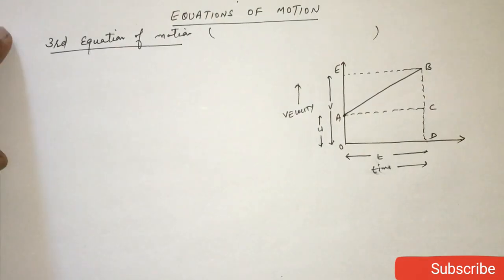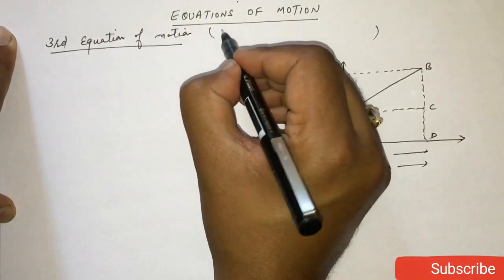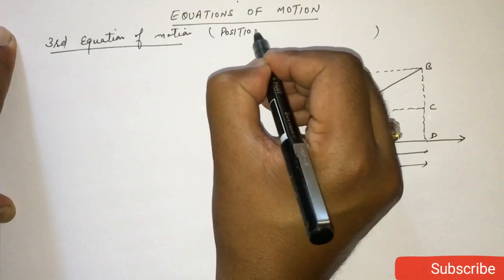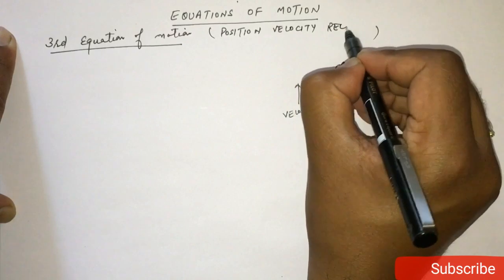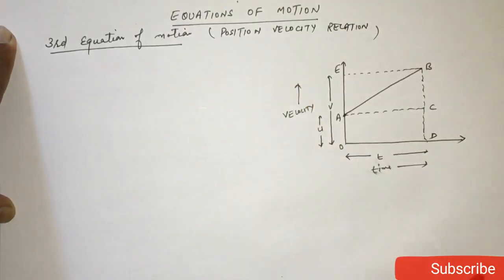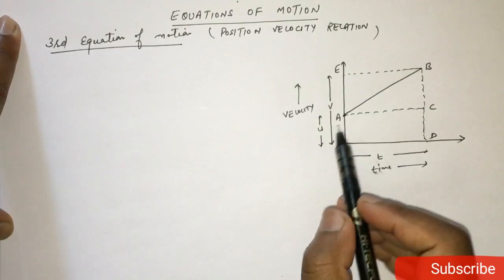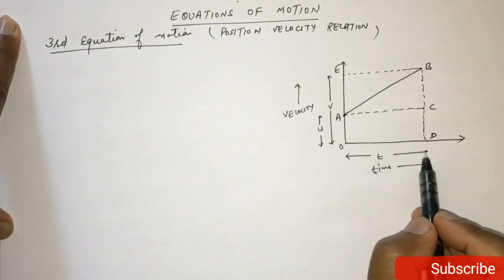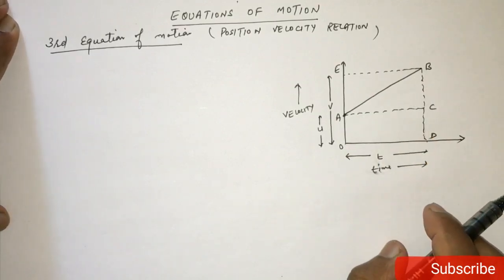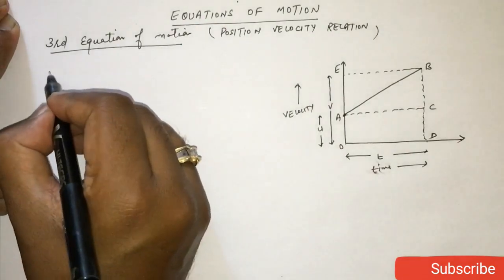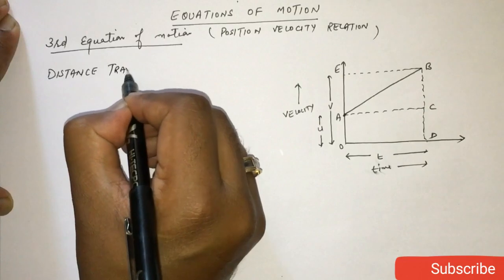Now let us discuss the third equation of motion, and this equation of motion is also known as the position velocity relation. Fine. Same graph, initial velocity is U, the final velocity is V, time t, slope AB is the acceleration. Again, starting with the distance traveled by the body in time t.